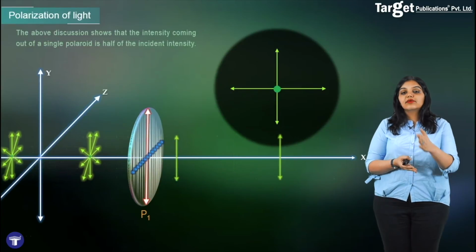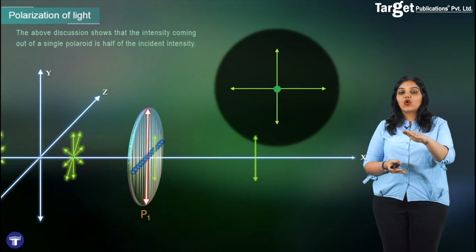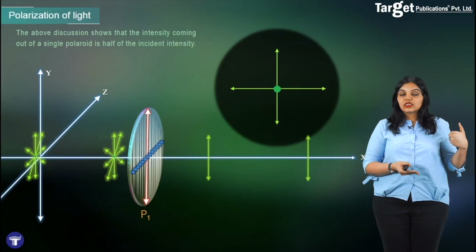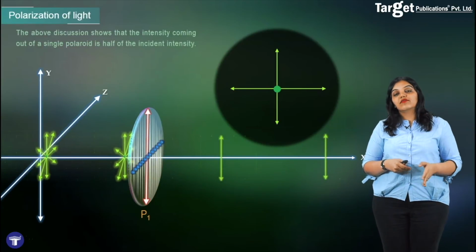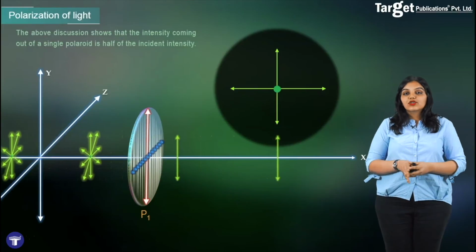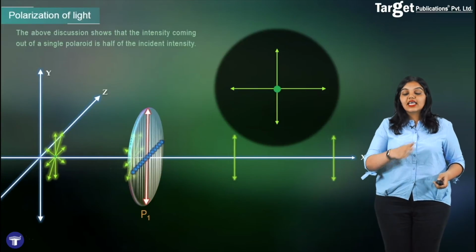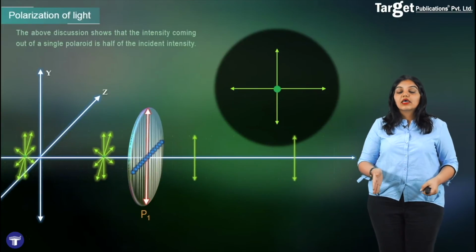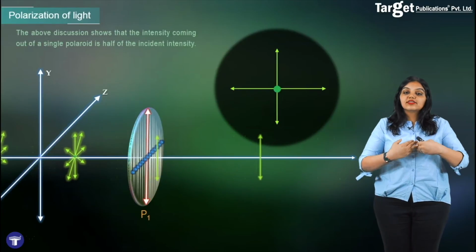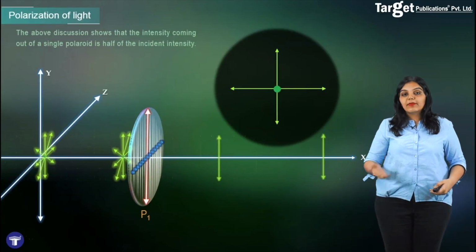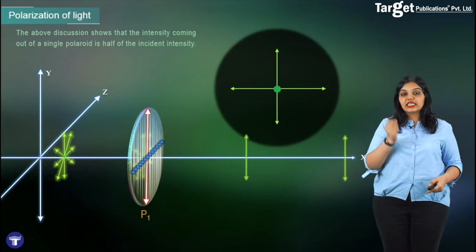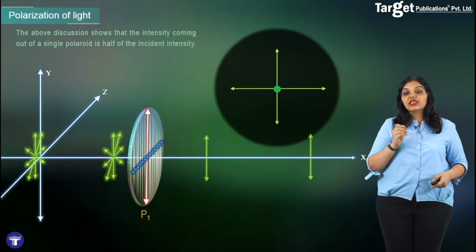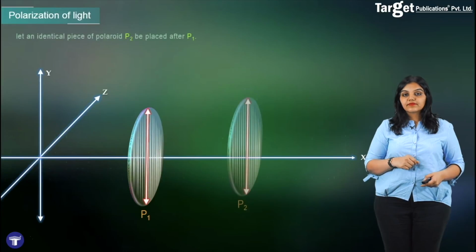And as you can see, the molecules are along the z direction, so all the z vectors got absorbed and what you have is only the y direction vectors which are coming through. So basically I can say that the intensity has straight up reduced to half because one half of the vectors all got blocked and the other half are making it through. So this discussion shows that the intensity coming out of a single polaroid is half of the incident intensity.